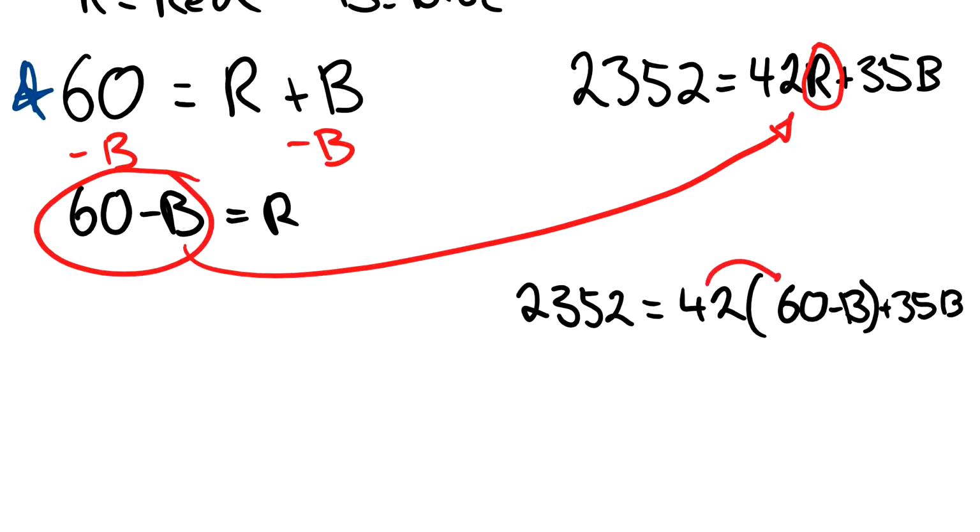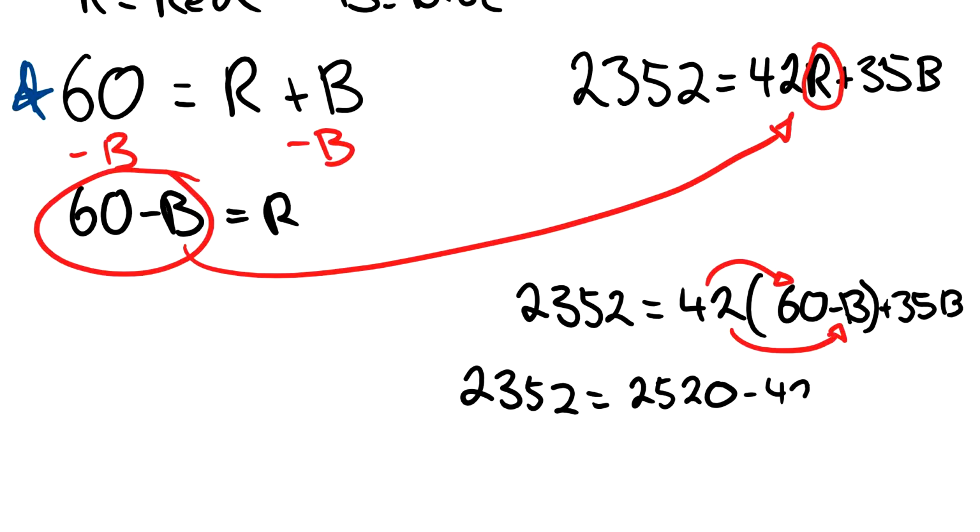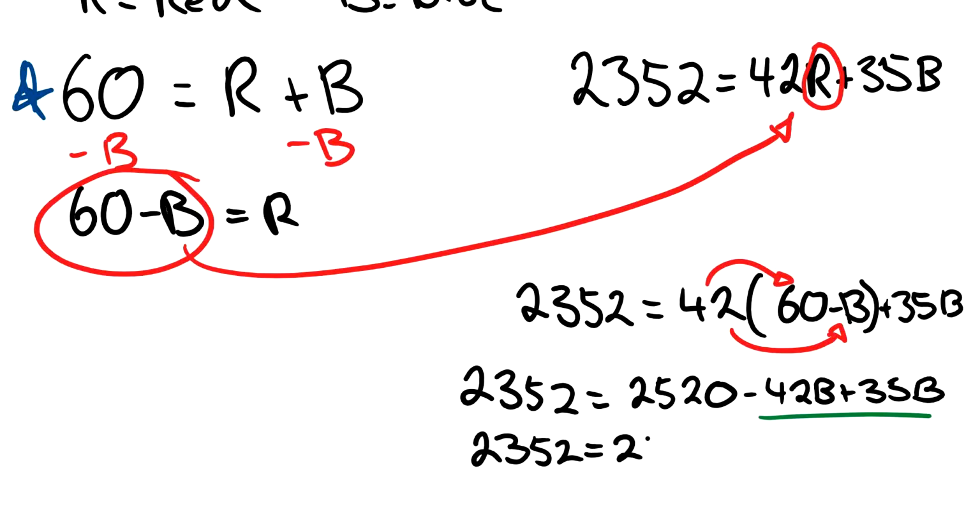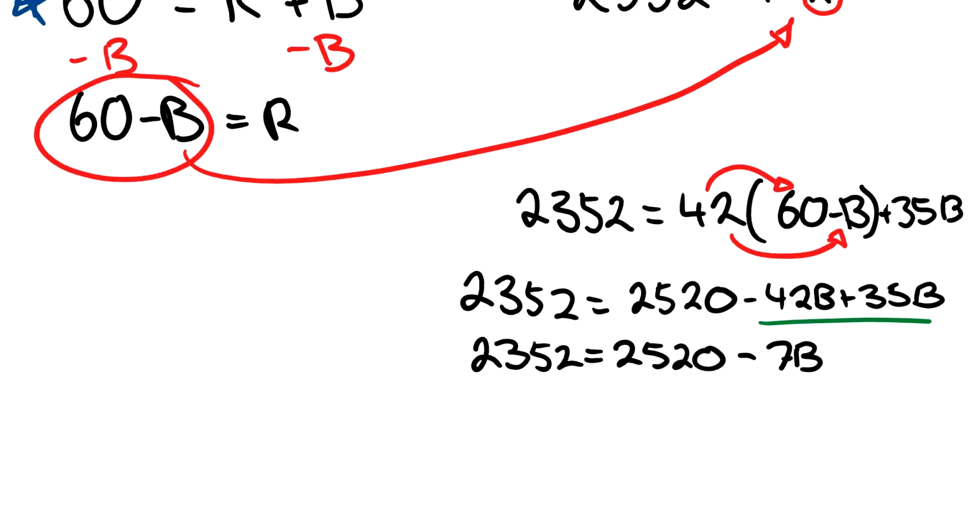So we need to expand our brackets. Now we use the arrow method. Well, that's what I prefer. Use your arrows there. So we end up with 2,352 equals 42 times 60, which ends up being 2,520. Then we have 42 times negative B, so negative 42B, and then our plus 35B at the end. So let's collect our like terms by combining our B's. So we've got 2,352 equals 2,520. Then we have minus 42 plus 35, so minus 7B.